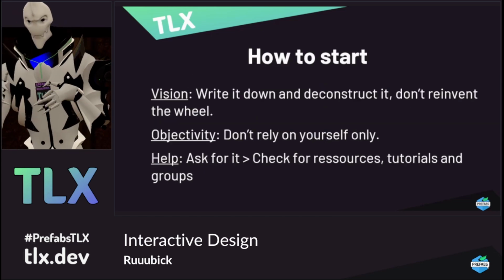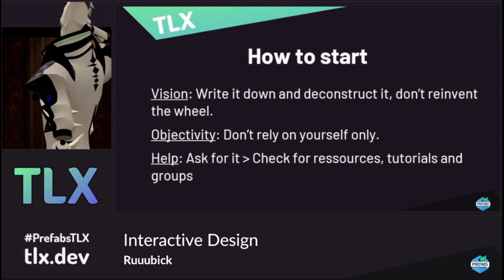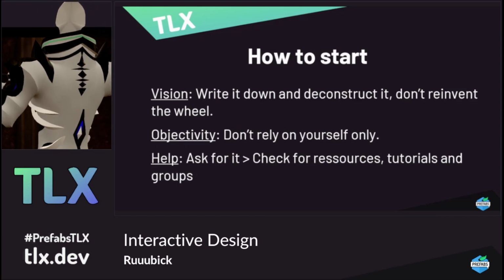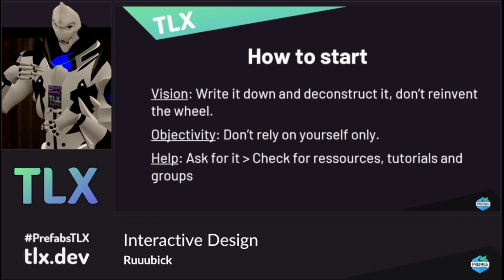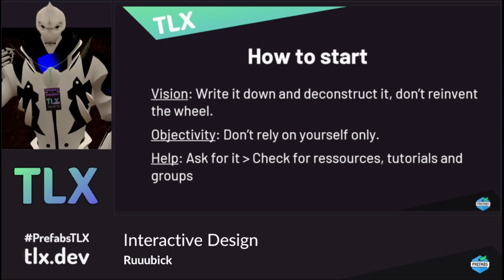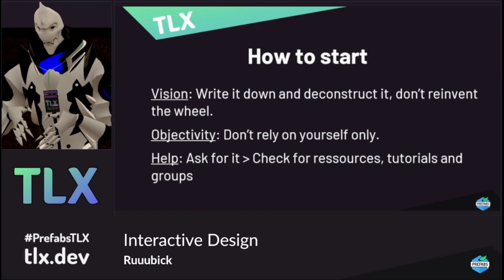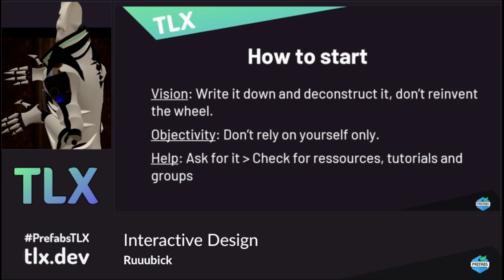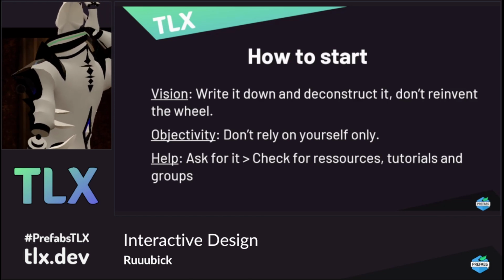How to start? When you start making a world, you should obviously have an idea of what you're doing. And so that is the vision. You should always write down your vision and deconstruct. By deconstruct, you should know what the player should feel when they go to your world, and what the player should do. You shouldn't just expect the player to understand all the concepts you're trying to put into your world. Again, don't try and reinvent the wheel.